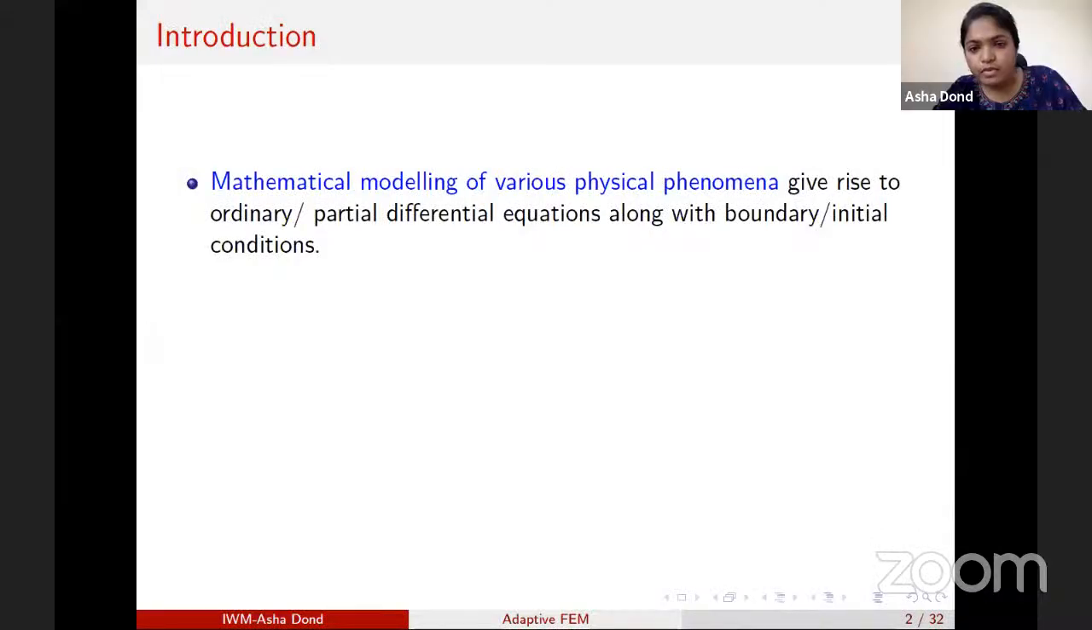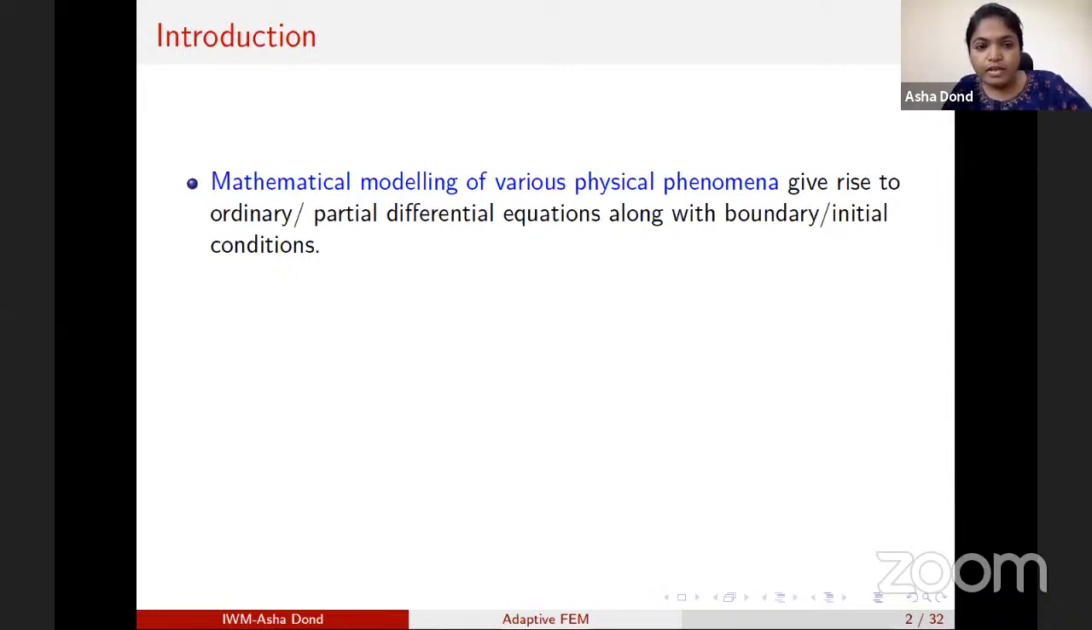Many physical problems can be modeled in terms of mathematics. Then, as mathematicians, we have to solve those problems. There are many mathematical models coming from physical phenomena that give rise to ordinary differential and partial differential equations, along with boundary conditions and initial conditions.